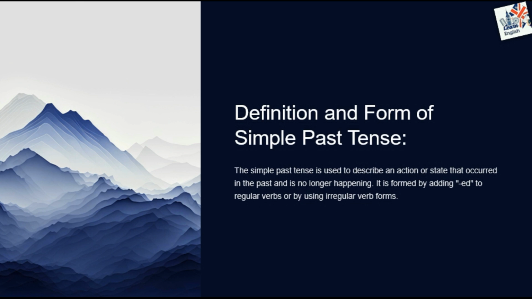Definition and form of simple past tense. The simple past tense is used to describe an action or state that occurred in the past and is no longer happening. It is formed by adding ed to regular verbs or by using irregular verb forms.